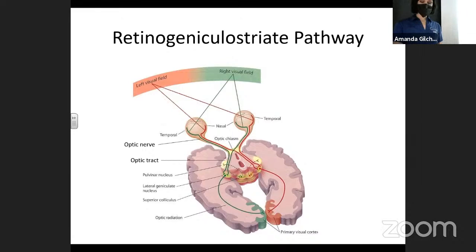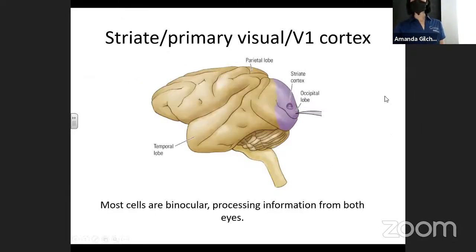So here is your primary visual cortex, and your primary visual cortex actually has multiple names. So you are going to hear me refer to this as the striate cortex. You're going to hear me refer to this as the primary visual cortex. And sometimes I will also refer to it as V1. In this instance, the one stands for primary. So it's the first part of the cortex that processes a particular sense. And the V stands for vision.